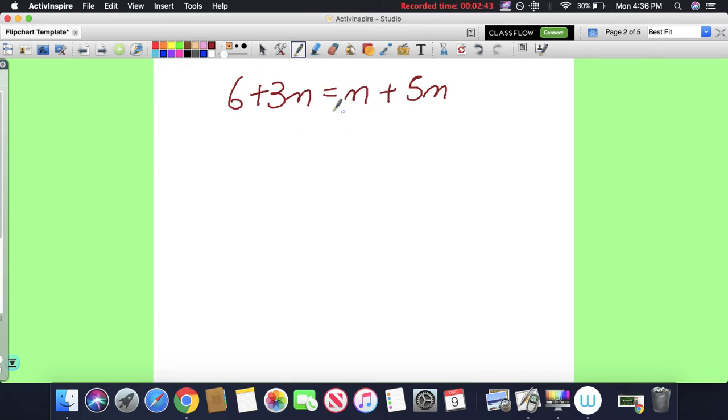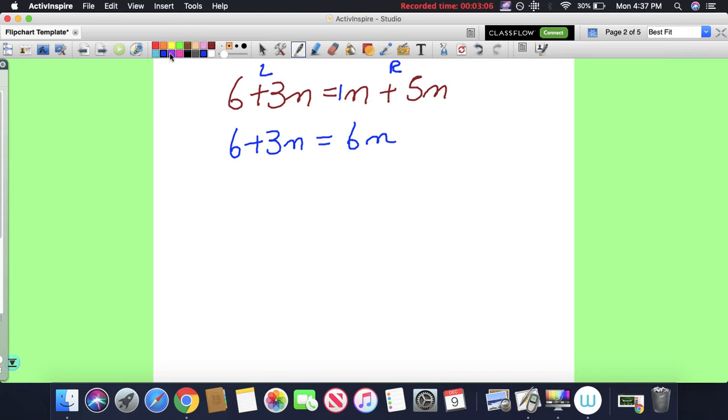So distributive property? No. Combine like terms? Yes. Can I look at the left side here, and then I'm going to look at the right. On the left side, can I combine 6 and 3n? No, I cannot. So I'm going to leave that alone. But the right side, n plus 5n, I can add those. They're both n. So remember, there's a 1 here. So 1n plus 5n is actually 6n. So I combine like terms.